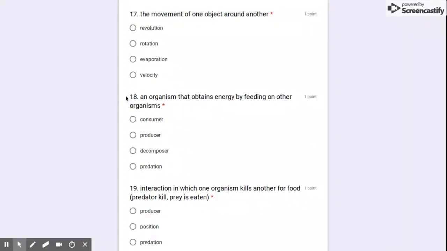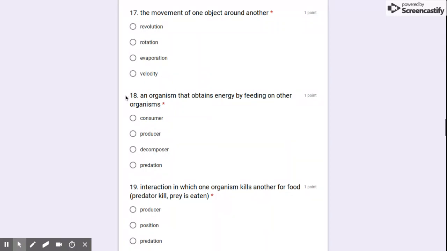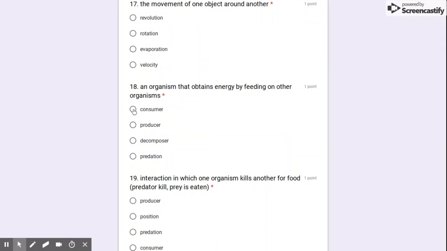Number 18. An organism that obtains energy by feeding on another organism. Consumer, producer, decomposer, predation.